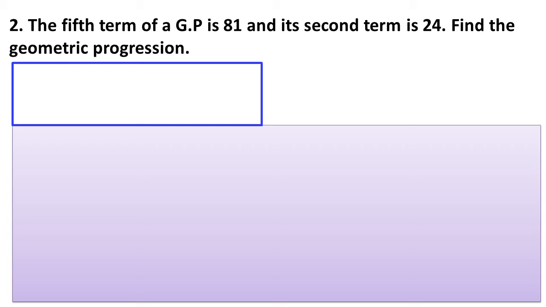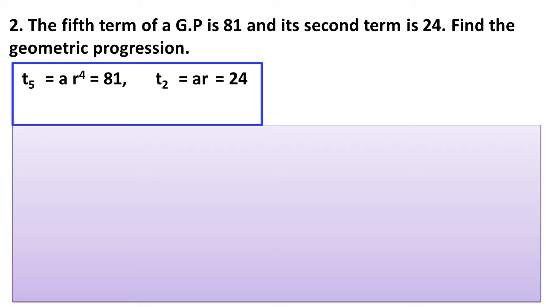But in GP, what method has to be followed? Let us move on to the solution. Consider the fifth term of GP is 81, that is T5 is equal to A into R to the power of 4 is equal to 81. As its second term is 24, T2 is equal to A into R, which is equal to 24.